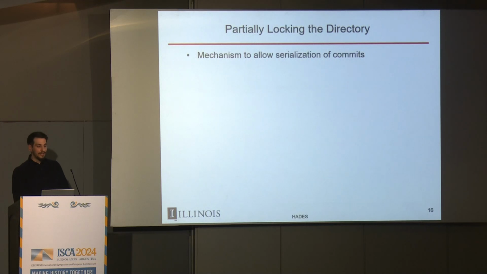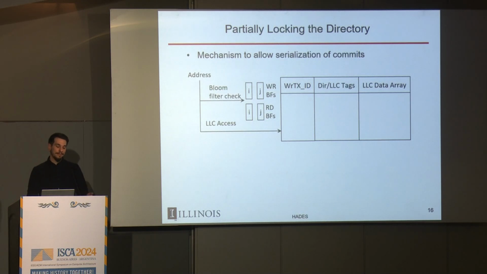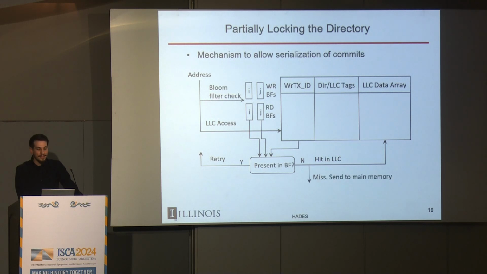Partially locking the directory is a mechanism that we introduced to allow serialization of commits. What we are doing here is that we go to the last level cache, and we enhance it by adding some Bloom filters in front of it. When a memory request is trying to access this last level cache, we take its address, and while we are checking the tags to see if it is a hit or a miss, we are also checking for membership in these Bloom filters. If we find that this cache line is present in the Bloom filters, then we send the request back to be retried. We don't allow the request to proceed. Otherwise, it's a normal LLC operation where if it is a hit, it will just go to the LLC. If it is a miss, we'll send it to main memory.